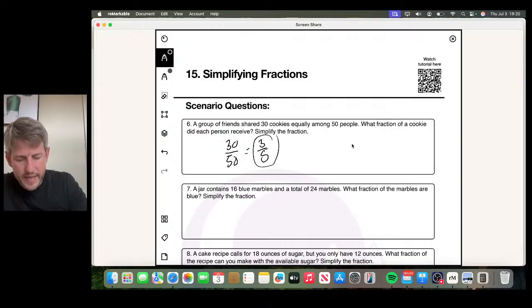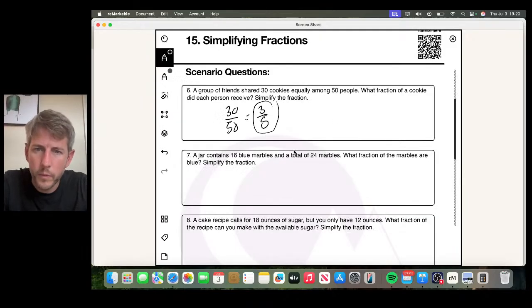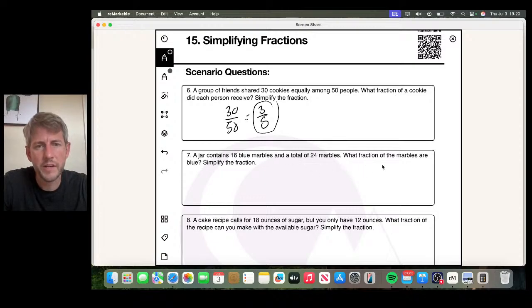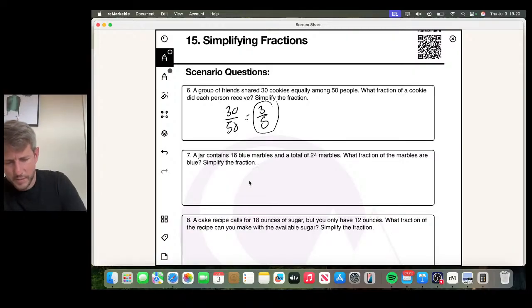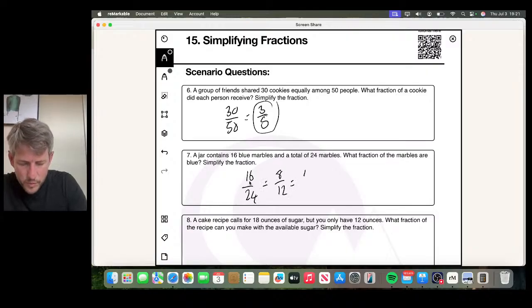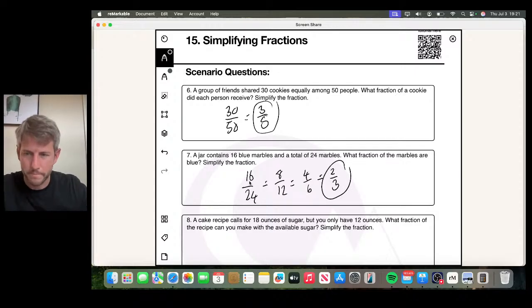Okay, a jar contains 16 blue marbles and a total of 24 marbles. What fraction of the marbles are blue? Simplify the fraction. So that's going to be 16 out of 24, which will be 8/12, which will be 4/6, which will be 2/3. 2/3 of the marbles are blue.